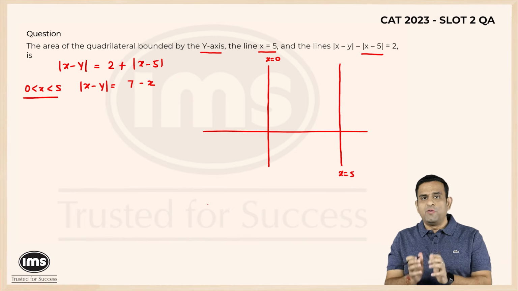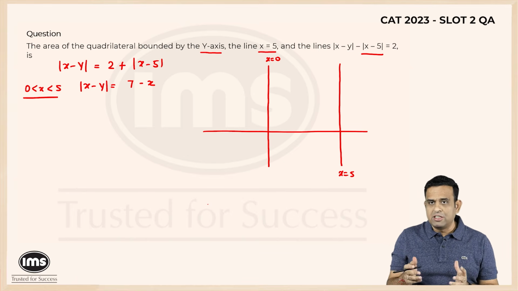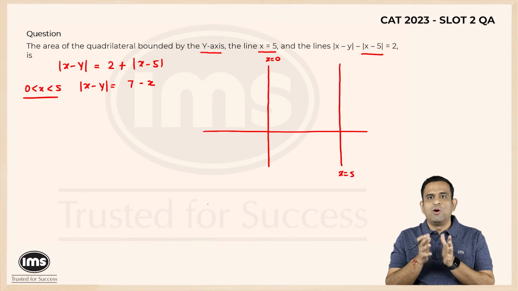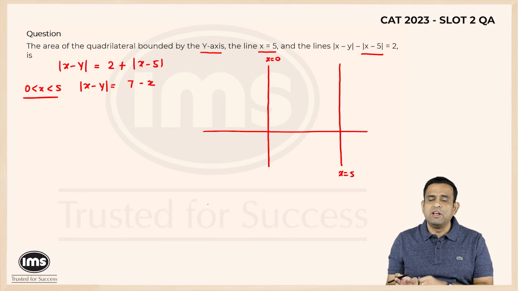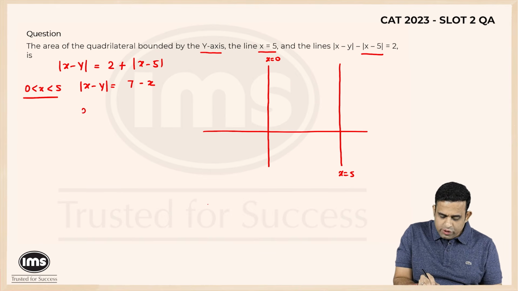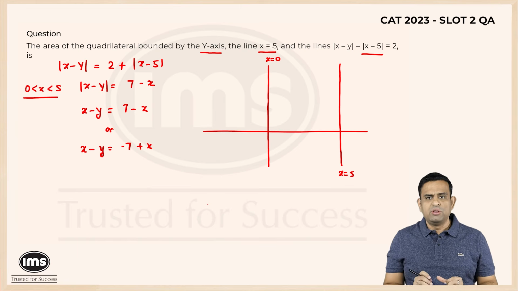Now, if I say mod of x minus y is equal to 7 minus x, then x minus y can be plus or minus of that quantity. Because we know if mod of a is equal to 5, then a could be plus 5 or minus 5. So we have two cases. One is when x minus y is equal to 7 minus x, or x minus y is equal to minus 7 plus x. Let's take both these considerations.